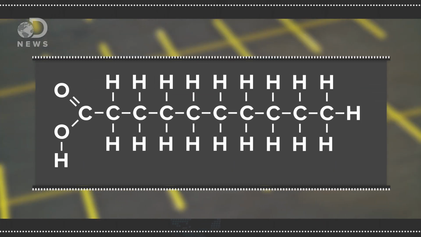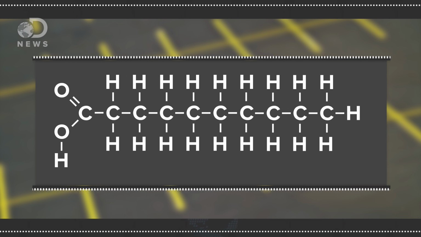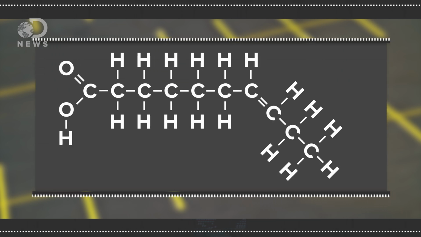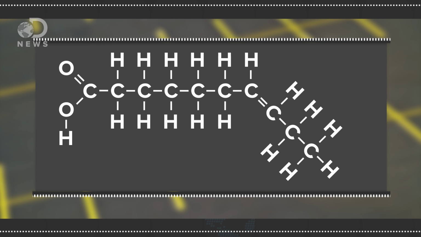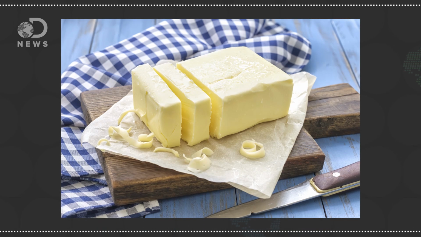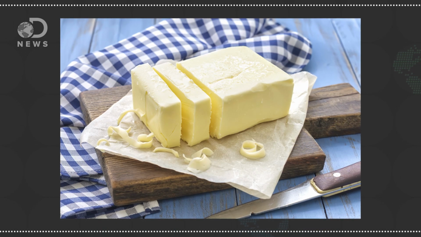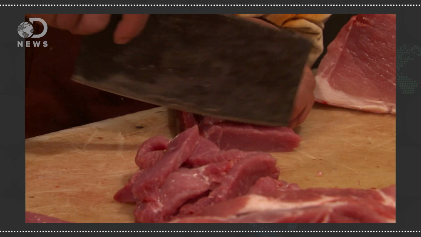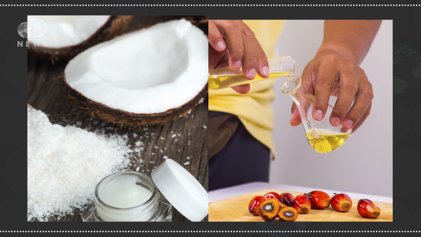Picture a parking lot. If the hydrogen atoms are the cars, saturated fats are saturated, or filled with hydrogen. All the spots are full. Unsaturated fats have some spaces here or there, and the shape of the molecules will determine their behavior. So some of the spots are empty. Saturated fats are solid at room temperature because the filled up molecules are more rigid. They usually come from animals, but are also found in coconut and palm oil.